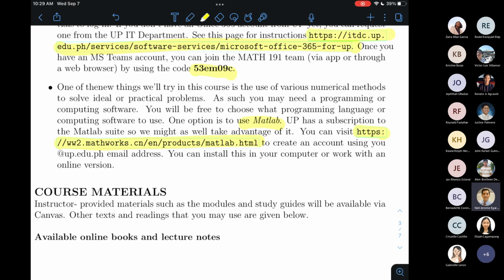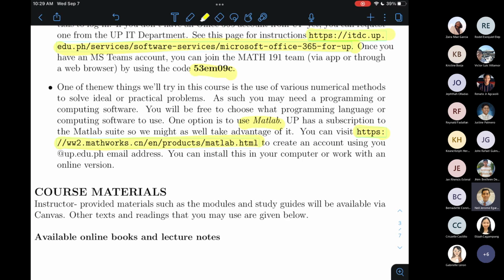So yeah, try to download MATLAB. If you're not familiar with MATLAB, I shared in our Canvas website a tutorial guide to MATLAB. So it's a PDF file. Hindi siya gumagana kahapon kasi late ko lang na-realize na nakalink pala siya dun sa Math 174 file.